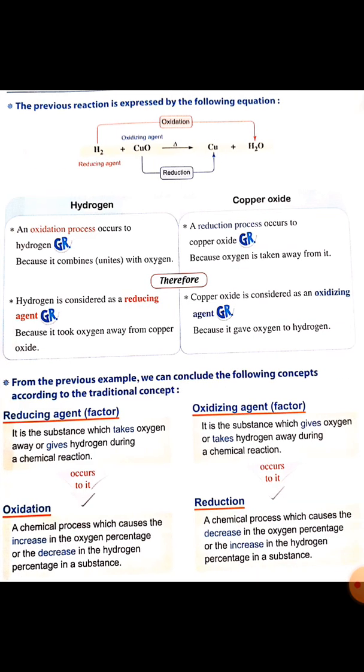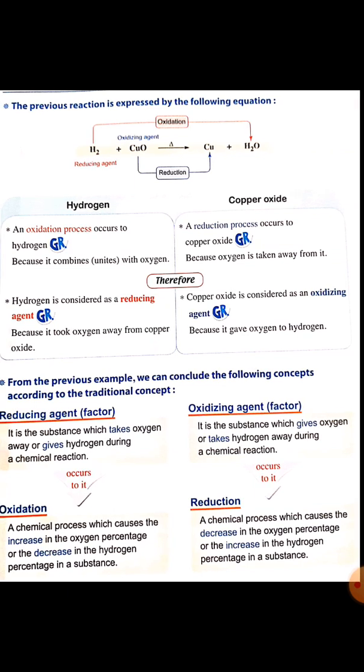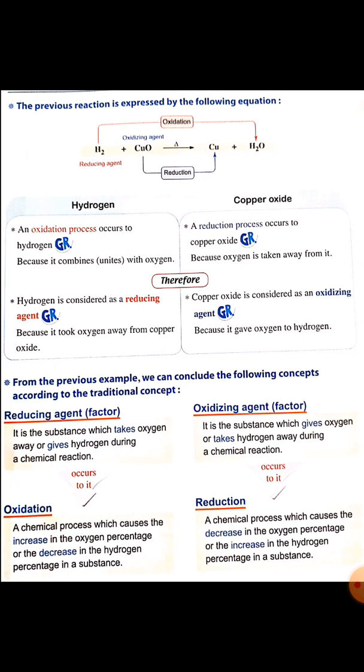Okay? Or hydrogen. So, here, the oxidation is a chemical process which causes an increase in the oxygen percentage and a decrease in the hydrogen percentage, and the reduction is the opposite. So, look at the top here, we have hydrogen plus copper oxide. By heat it gives copper and water.